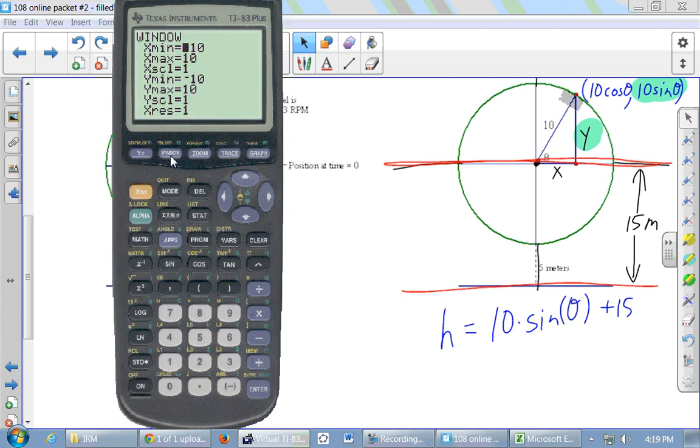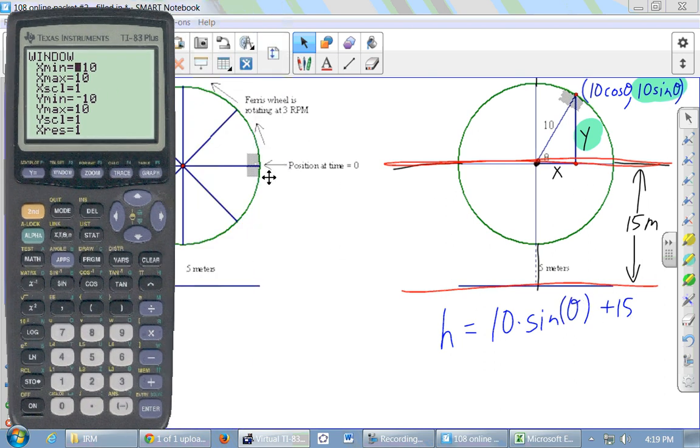Now I want to think about a good window before I do anything here. Theta is the x now. So what's the smallest x that makes sense? What's the smallest theta that makes sense? What angle are we at initially is 0. If we want to do one complete revolution and get back to where we started, then we should go to 360 degrees. How about we go by 90s? Those are the nice quarters. And then the y is going to be the height. And the height bottoms out at 5, tops out at 25. How about we just go 0 to 25?